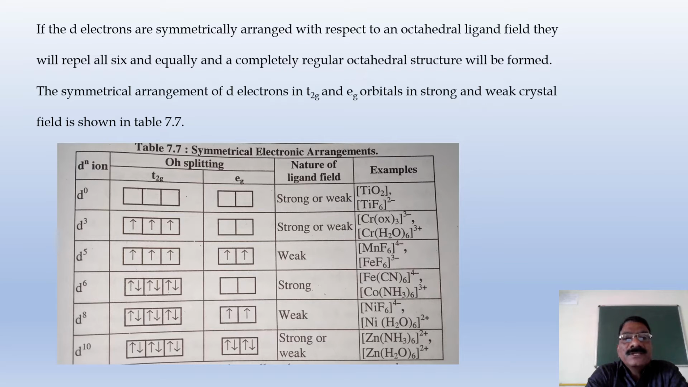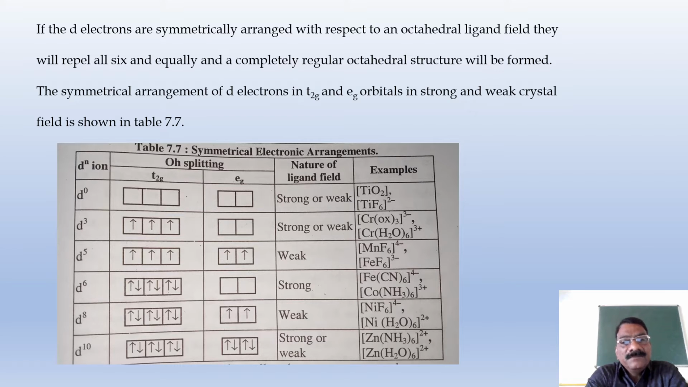See, in a d0 system all orbitals are empty, so it is symmetrical. In a d3 system, there are 3 electrons in the t2g orbitals which are symmetrical, and there is no electron in the eg orbitals, so it is also symmetrical. In a d5 system in weak field, each orbital contains 1 electron and it is symmetrical in both t2g and eg. In a d6 system in strong field, all electrons get paired into the t2g, so each orbital has 2 electrons in the t2g set, which is symmetrical. The eg orbitals have no electrons, so both eg orbitals are symmetrical.